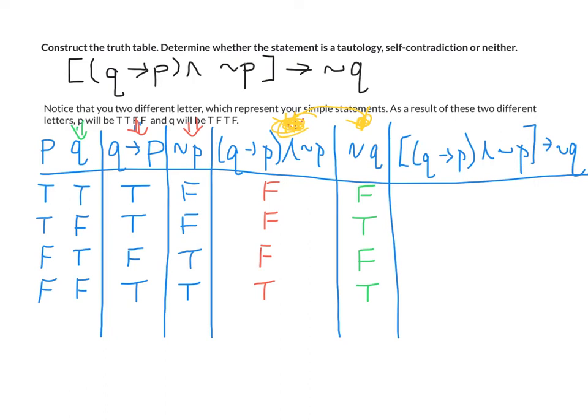So let's look at it. False implies false. Well, that's true. False implies true. Well, that's true. False implies false is true. And true implies true is true. So the question is, determine whether the statement is a tautology, a self-contradiction, or neither. Well, because we get all true for this last column, then this is a tautology.